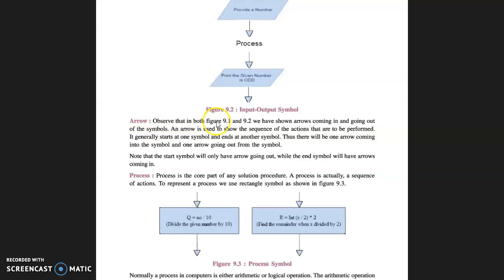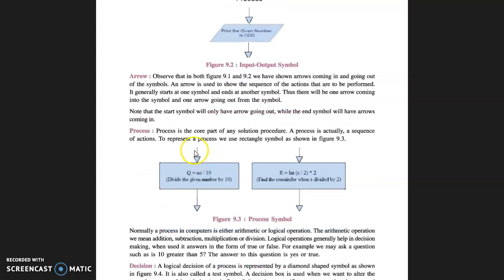Arrow. Observe that in both figure 9.1 and 9.2 we have shown arrows coming into and going out of the symbols. An arrow is used to show the sequence of the actions that are to be performed. Underline this line. Why are we using an arrow? To show the sequence of the actions that are to be performed.